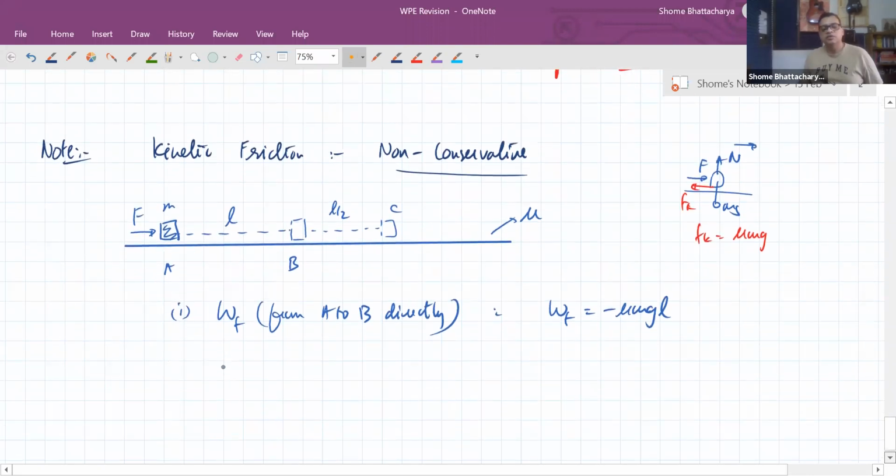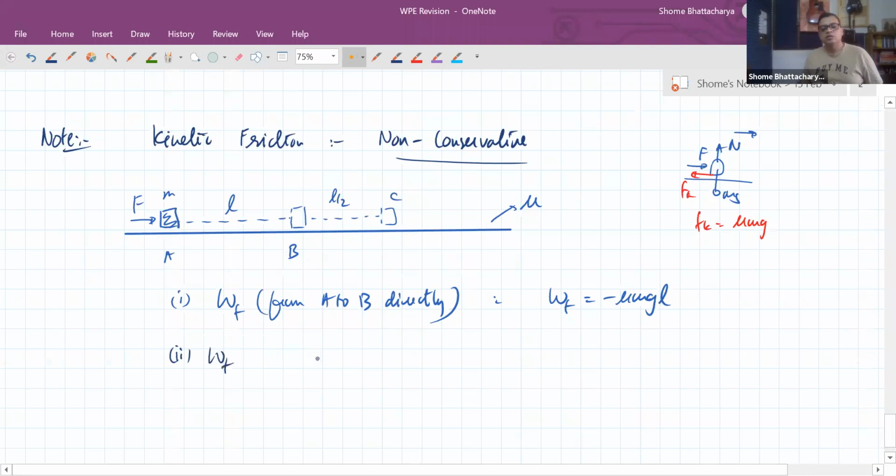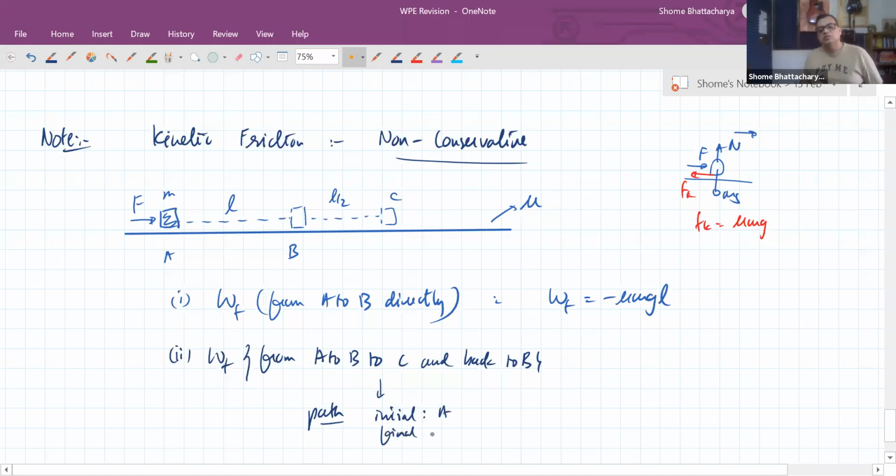Okay, so but suppose you want to calculate work done by friction from A to B to C, and then back to B. So this is a path such that the initial position is A and the final position is B, but it's not directly from A to B. So what will happen is that during this, the work done by friction will be work done by friction from A to C first, and then from C back to B.